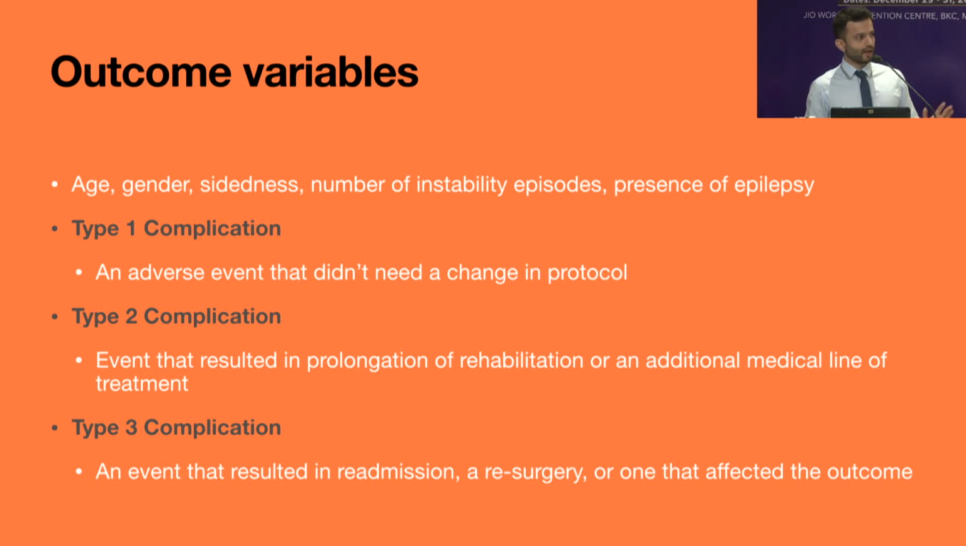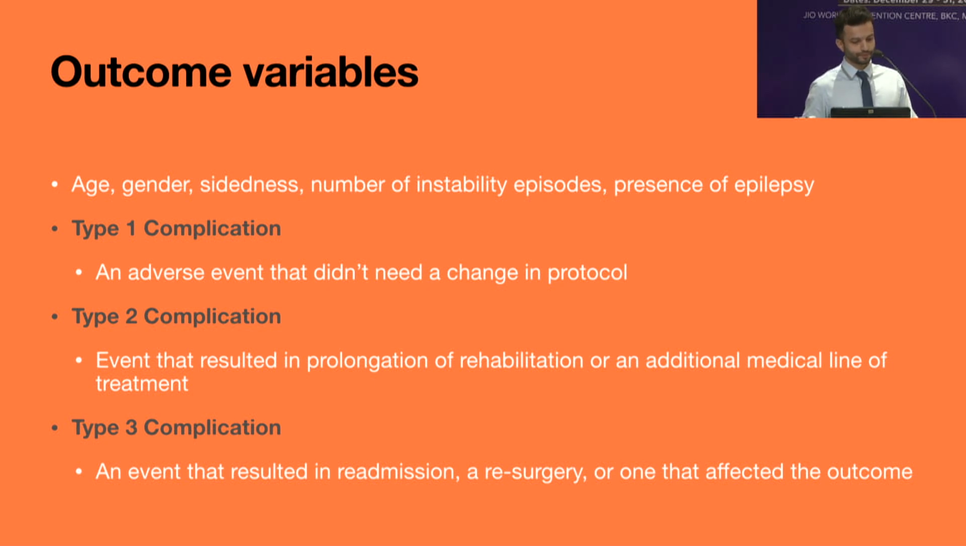So basically we measured the outcomes in 3 major steps. We divided the complications into 3 types. Type 1 being any complication that didn't change the line of treatment. Type 2 being any complication which resulted in prolongation of rehabilitation or some sort of medical line of management. And type 3 complication was any complication which led to revision surgery or which affected the final outcome of the patient.